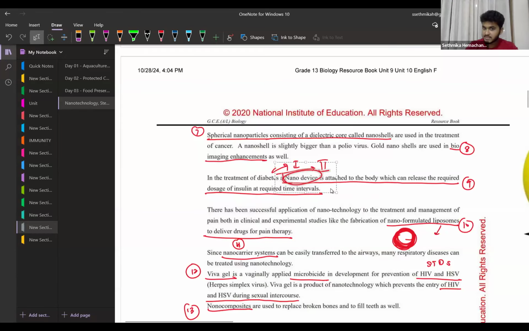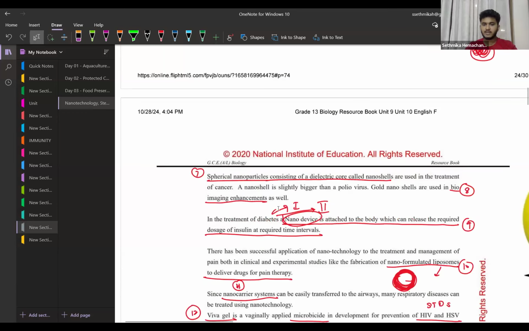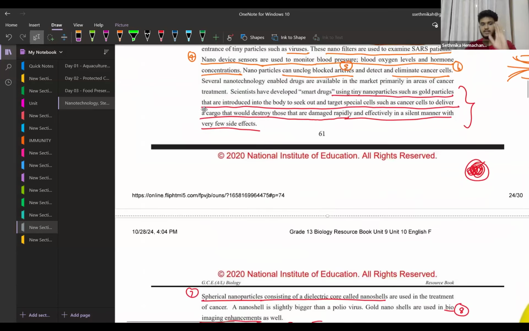Okay, the word is nano devices. In the question, what was it? The question was nano device sensors. State two uses of nano device sensors in nanomedicine. Okay, so for nano devices you can write glucose as well, the insulin secreting thing. But for nano device sensors write only that.